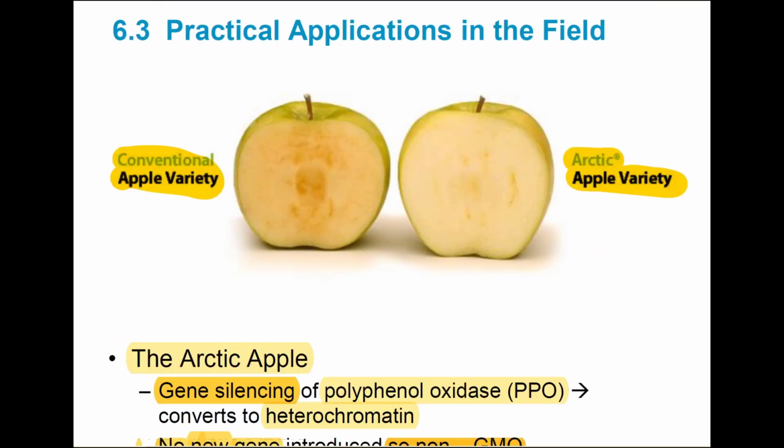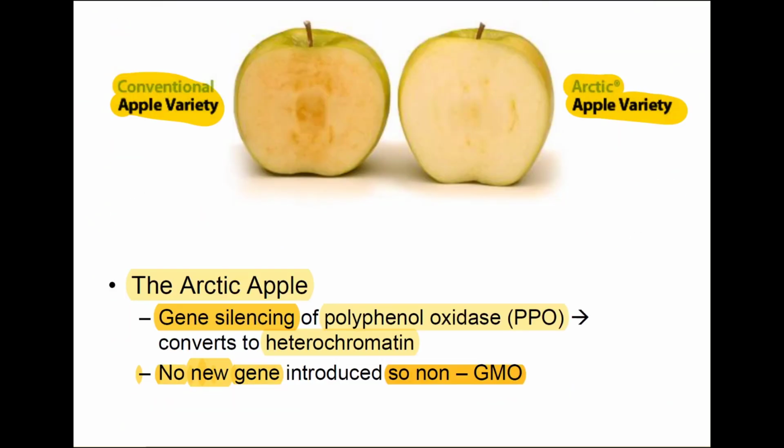Okay, the Arctic apple is another gene silencing of polyphenol oxidase, which basically causes apples to brown. Everybody knows you cut an apple, and after a couple of days, it looks like this. If you have the Arctic apple, it looks like this. Browns much more slowly simply by blocking polyphenol oxidase, which converts to heterochromatin. No new gene is introduced, so this is not considered GMO, because you're just silencing genes that are already there.